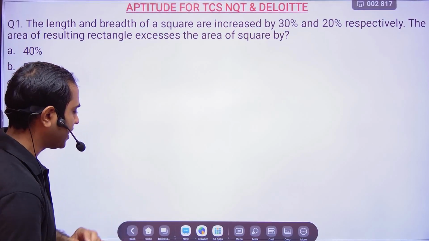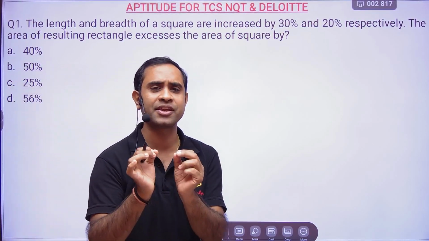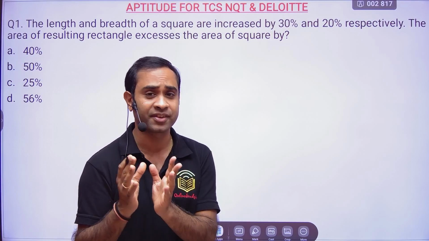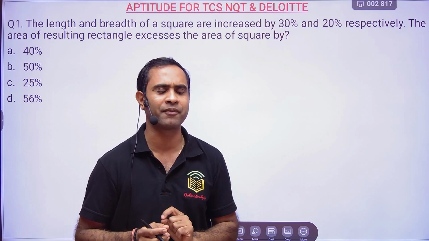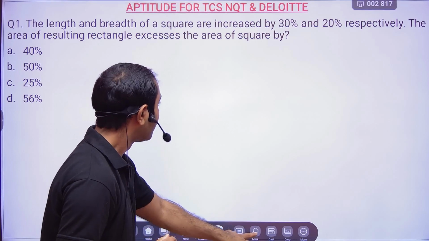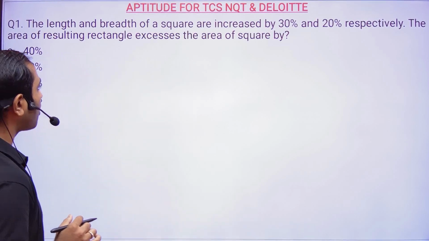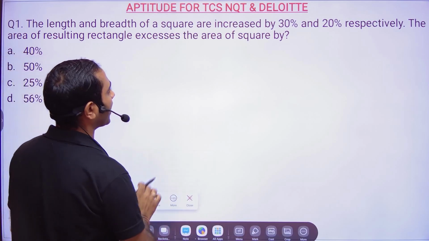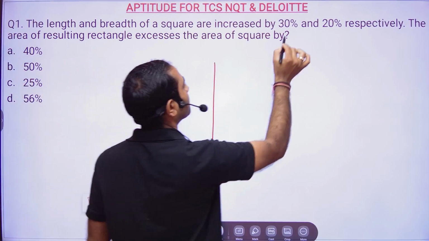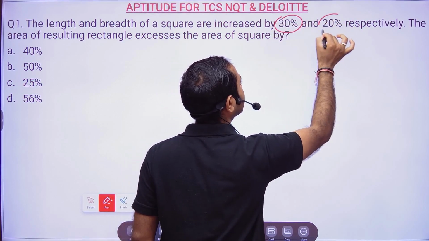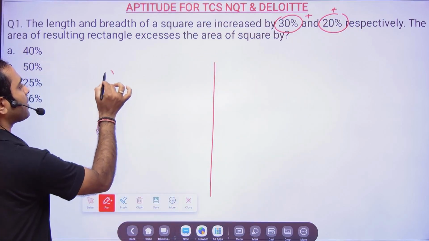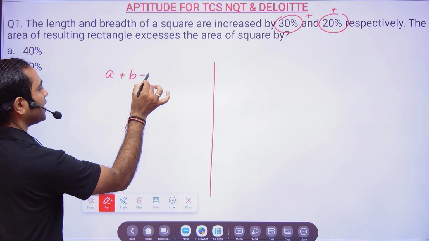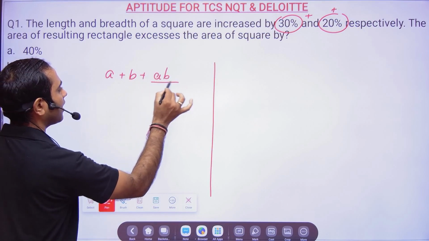Now, let us start with question number 1. A very simple question, and I will tell you multiple methods and tricks which will help you understand a difficult problem in a very simple way. That's my guarantee. The length and breadth of a square are increased by 30% and 20%. Both the values are increased, so we have to use the plus sign. Here a very simple formula you can use: a plus b plus ab by 100.